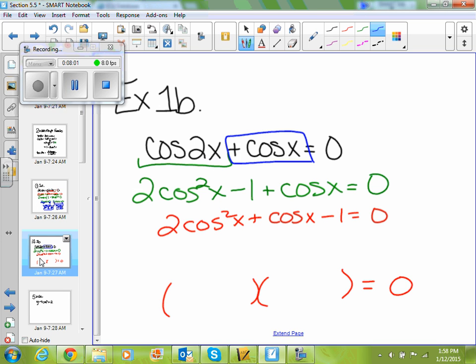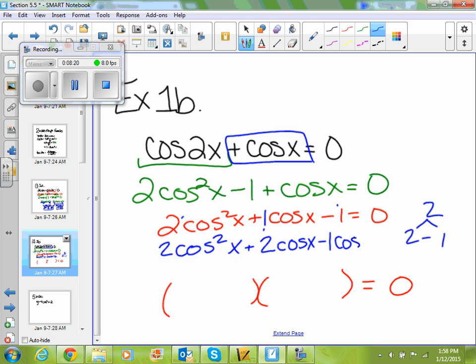Because I know that 2 times 1 is 2, and factors of 2 that subtract to be positive 1 are 2 minus 1. So I end up with 2 cosine squared of x plus 2 cosine of x minus 1 cosine of x minus 1 equals 0. So this is just like any other polynomial that you would factor.